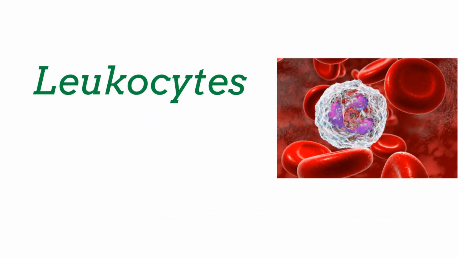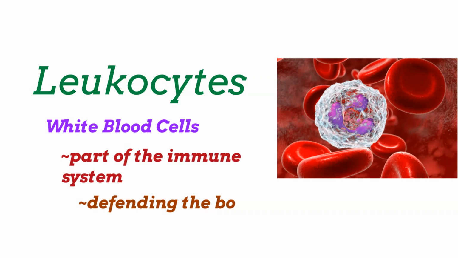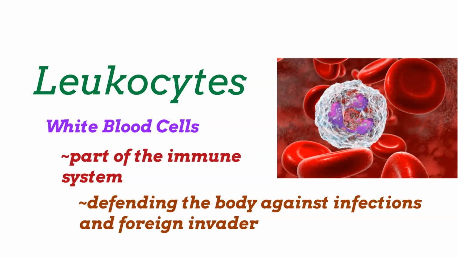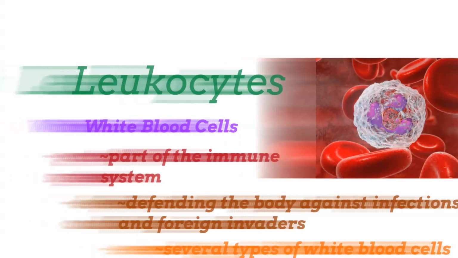Blood is also composed of leukocytes. Leukocytes are white blood cells that are part of the immune system and play a crucial role in defending the body against infections and foreign invaders. There are several types of white blood cells, each with specific functions in the immune response.